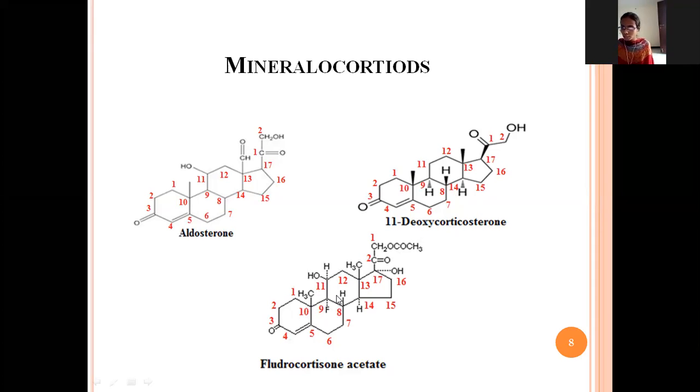So it is the phenanthrene, cyclopentane. In the third position, oxygen. In the 10th and the 13th position, methyl groups, and in the 11th and the 17th position, hydroxy. In the 9th position here, fluorine, and in the 17th position, the ethyl acetate is attached.